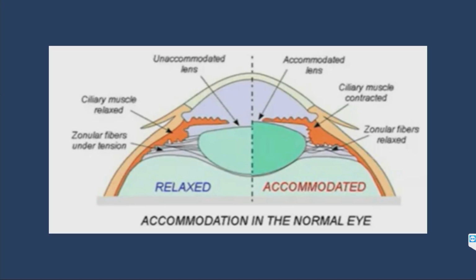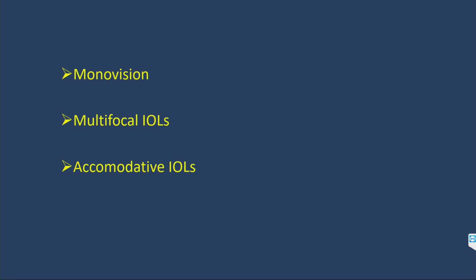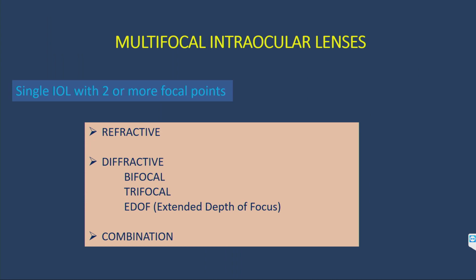Now, when we are young, we can see at all distances because of accommodation. But after pseudophakia, there is total loss of accommodation. So how can we give multifocality to our pseudophakic patients? We have three options: monovision, multifocal IOLs, and accommodative IOLs. I'll be dealing with multifocal intraocular lenses.